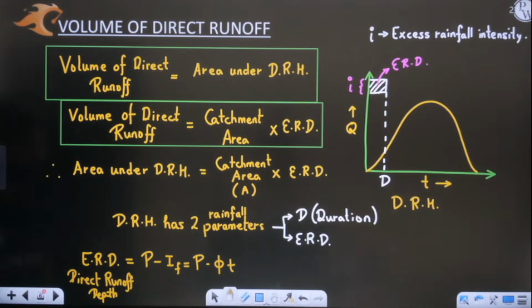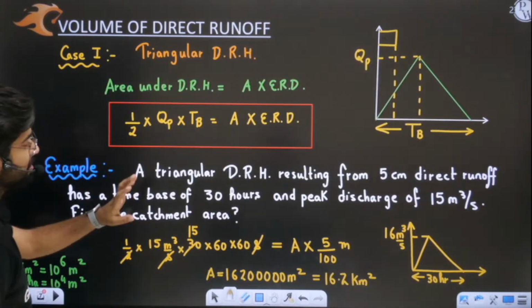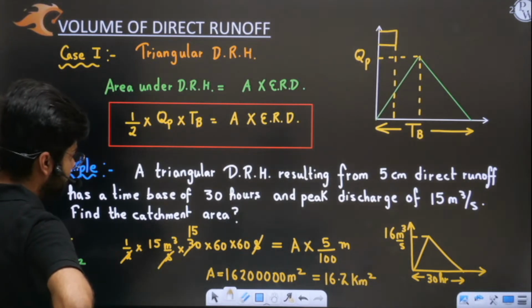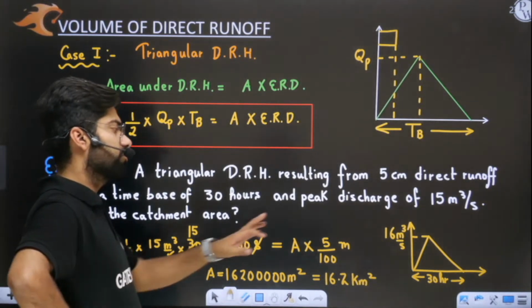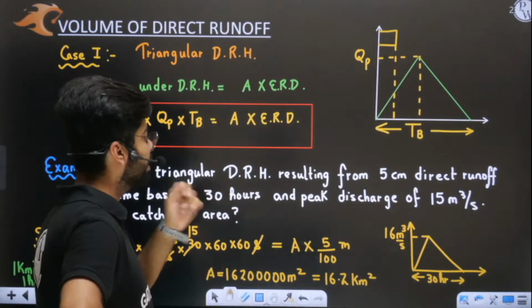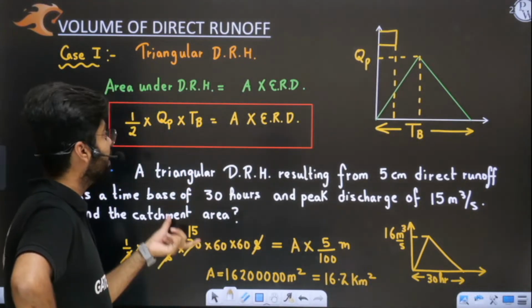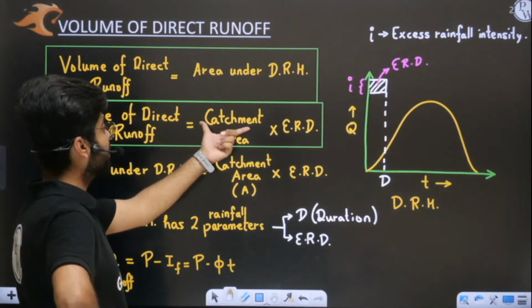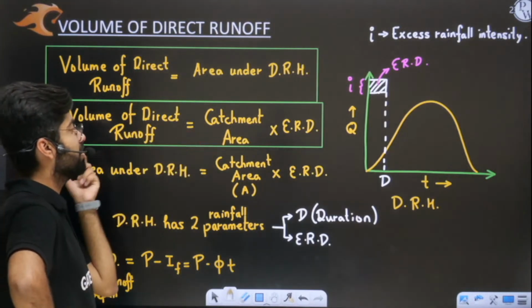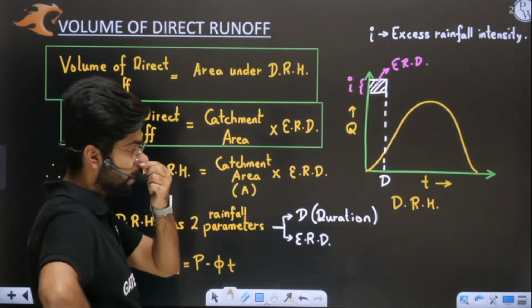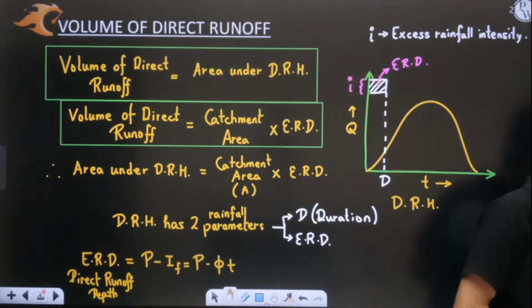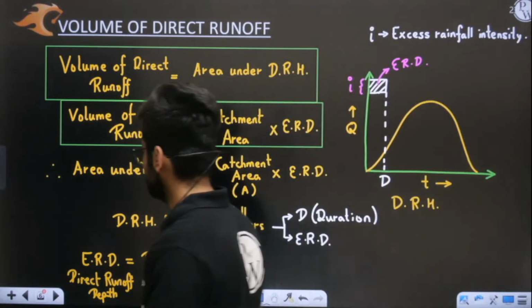See, let us say in this example we have a triangular DRH. Okay, sir, we have the DRH area also. We want to find the effective rainfall depth. How will I do it? Sir, I will divide this volume of direct runoff by the catchment area to get the effective rainfall depth. Yes or no? Yes, simple. Perfect, perfect, dear.